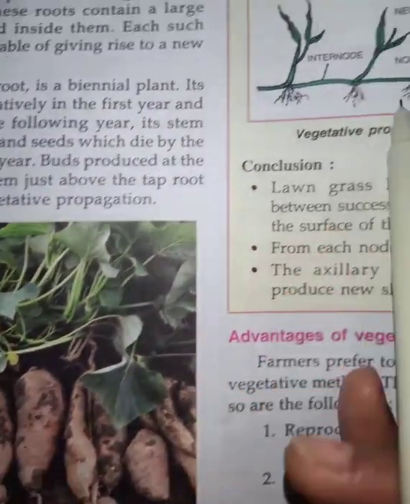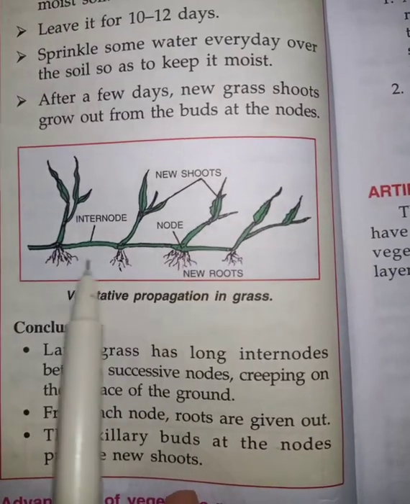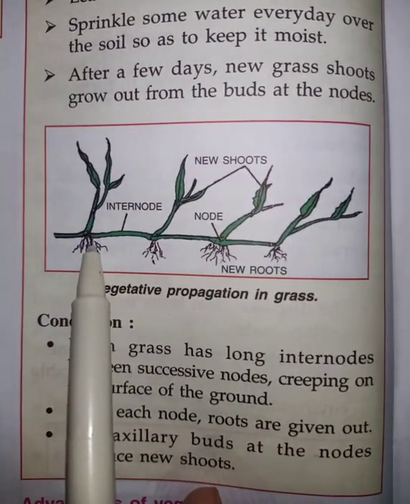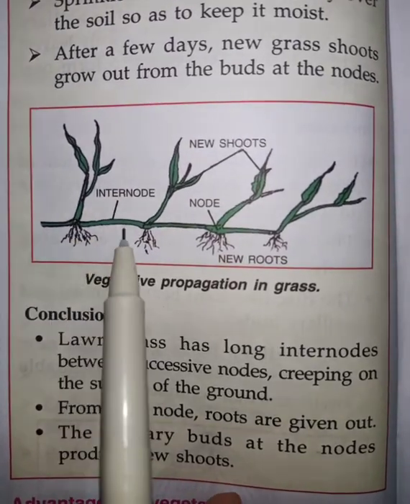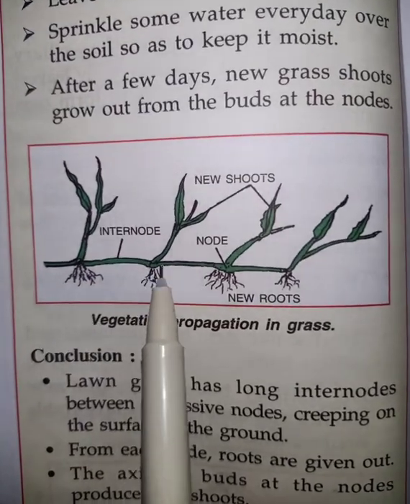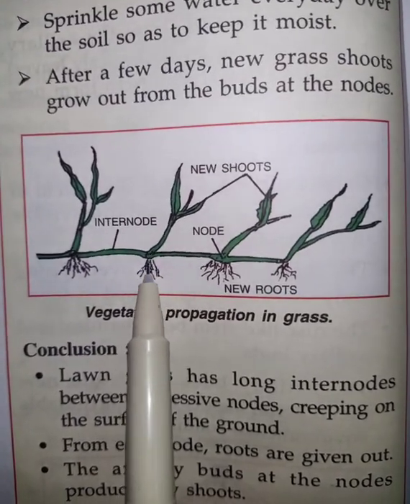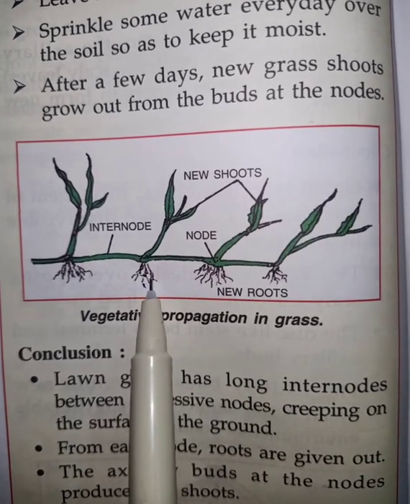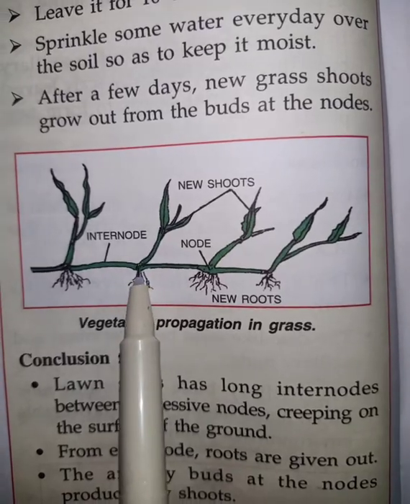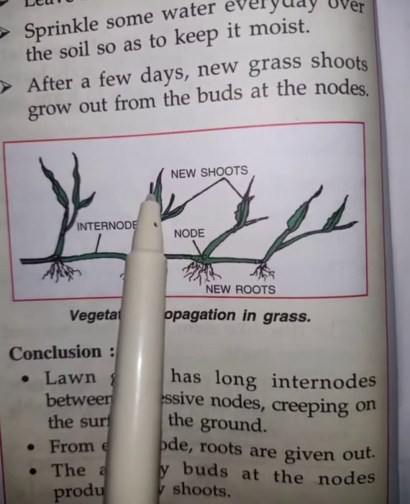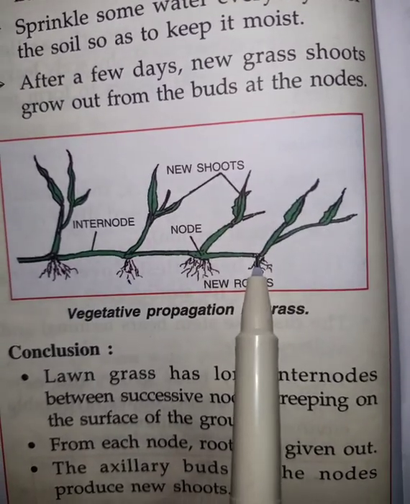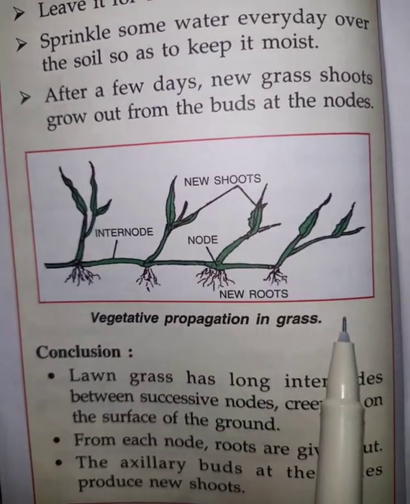In the same way, the second example is the lawn grass. When grass is growing and increasing in size, there is automatically a formation of internode, this is the internode. When there is a formation of node, that node is able to develop new roots, and from this node part new leaves, new baby plants start arising. So this is also an example of vegetative reproduction.